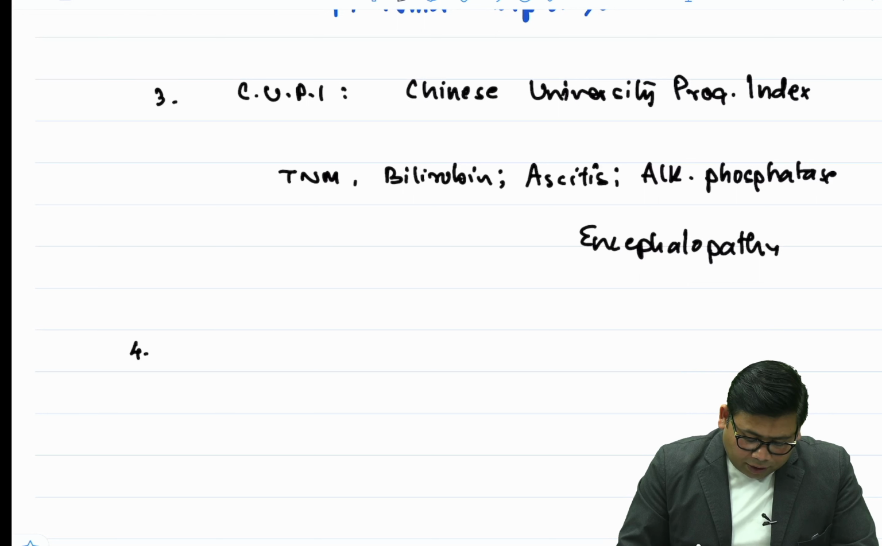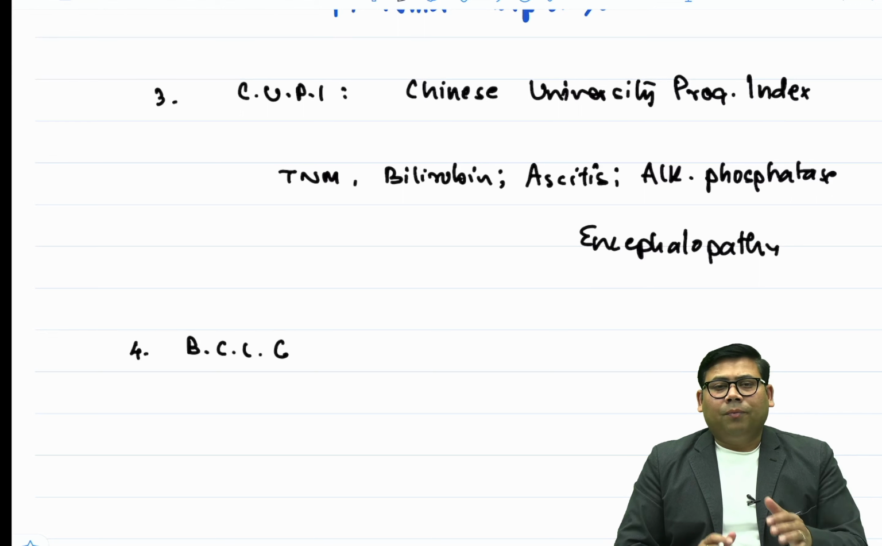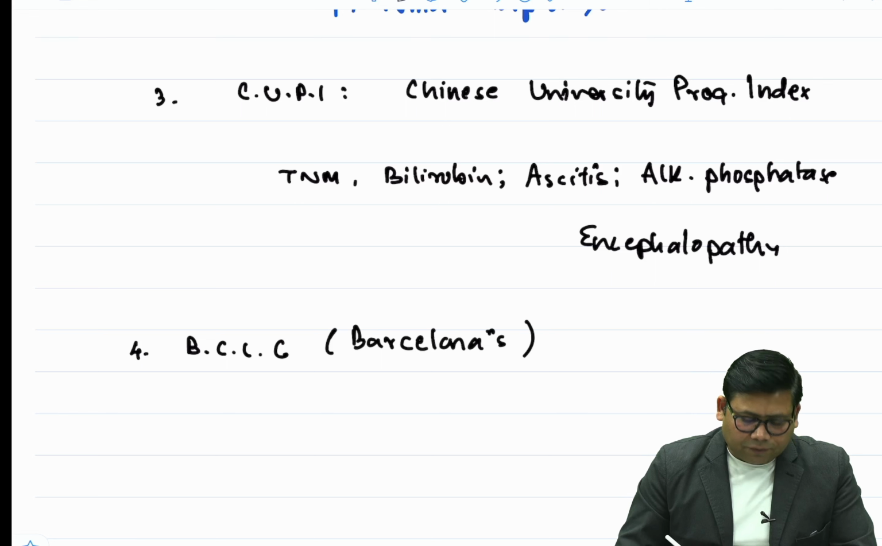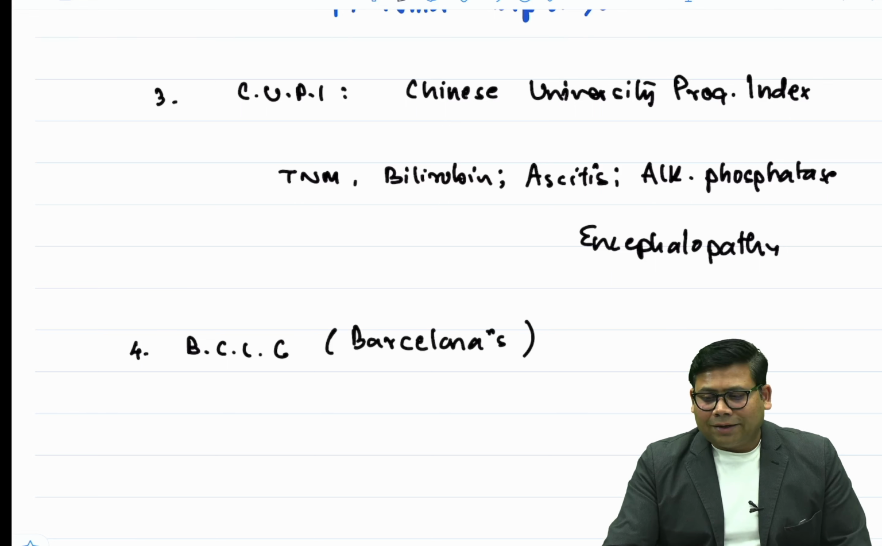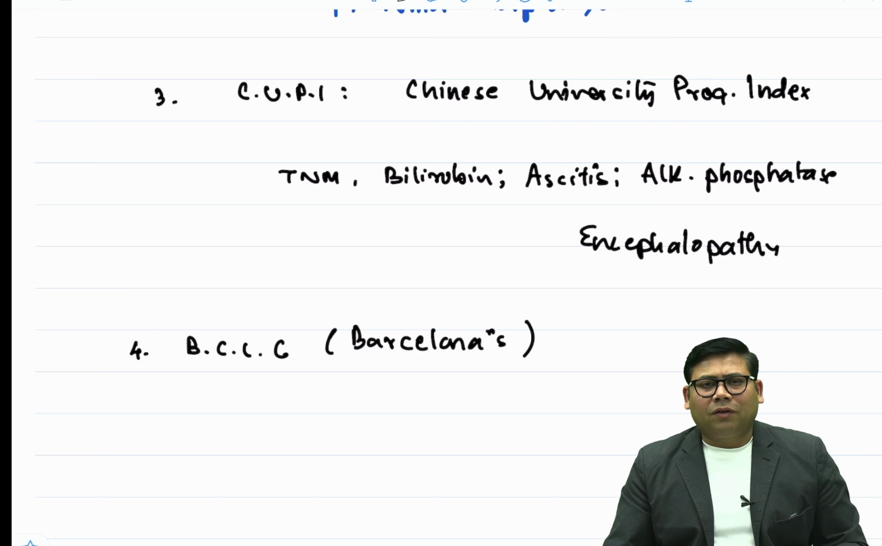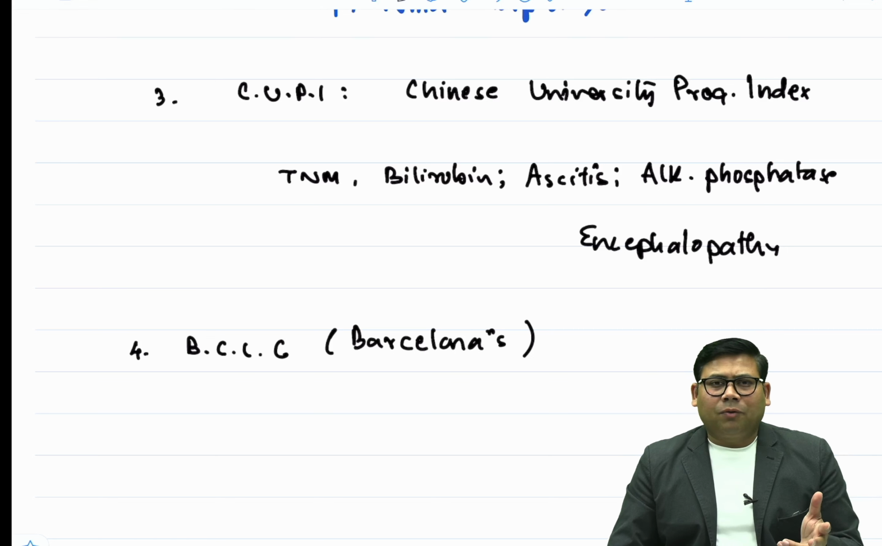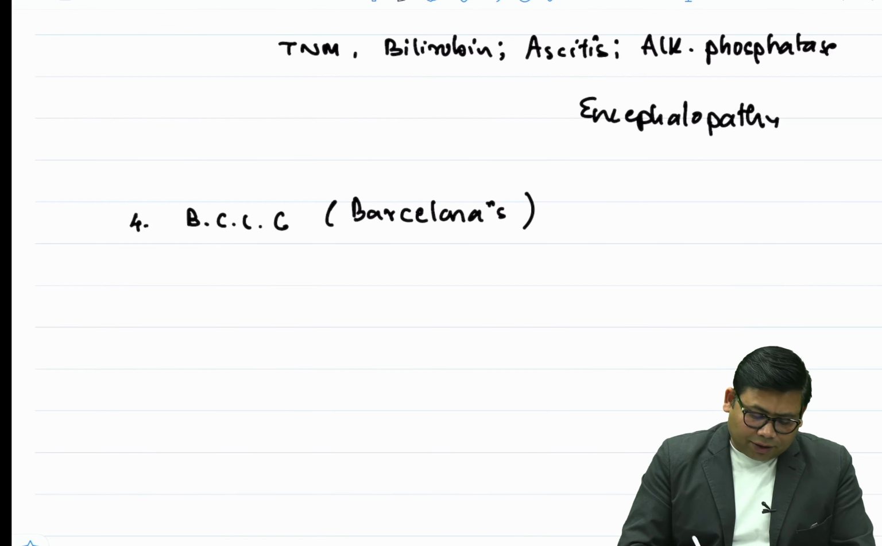There is again one more thing, Barcelona Clinic Liver Cancer classification or BCLC. So this is Barcelona's classification. When we talk about Barcelona's classification, this is rejected by the American Association. Most of them don't follow it. But yes, if you're reading Love and Bailey, you will always find it. It's a classification, and along with that, there's a management protocol also for hepatocellular cancer.